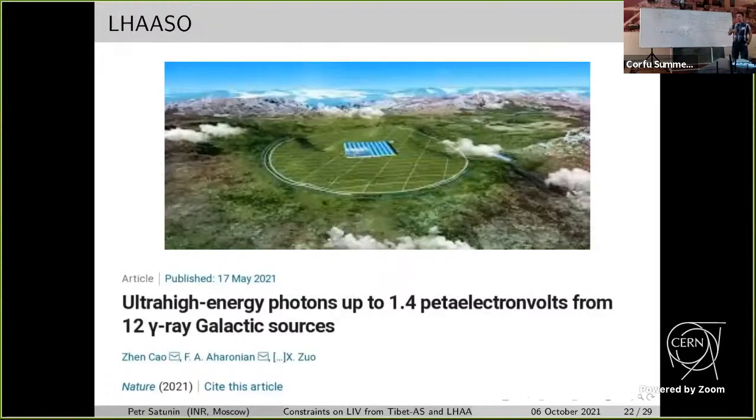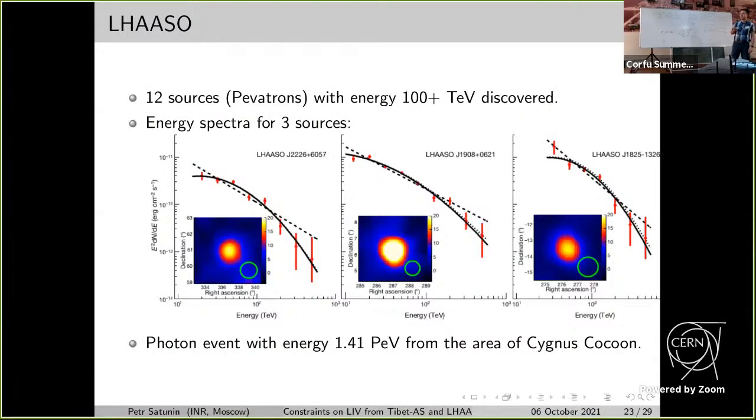Now we come to LHAASO. LHAASO is a new generation observatory in China, in a place similar to the previous experiment. A month after the Tibet paper, the LHAASO paper was published in Nature. Jose Manuel already spoke about it, so I skip it. In this paper, LHAASO claimed 12 sources with energy larger than 100 TeV. We present energy spectra for 3 sources.